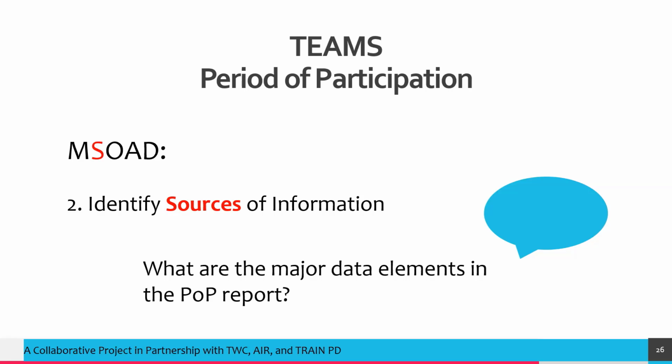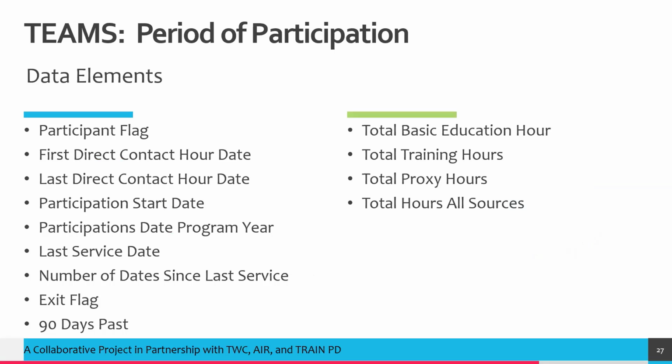So one of the things that the team's report data elements are, and you all listed them all, participant flag. Were there any that we didn't list? 90 days past last date. There it is. Yeah, 90 days past last date, exiter flag. I think you pretty much mentioned all of these elements. The total basic education hours, total training hours, total proxy hours, and the total hours of all sources. So maybe, yeah, y'all got them all. Awesome.